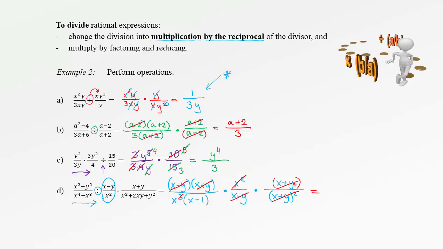In the numerator, as you see, there's absolutely nothing. So nothing for multiplication means 1. And we need to keep this 1. In the denominator, we have this x and that bracket. So it's x times x minus 1.